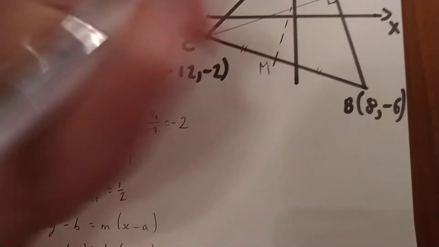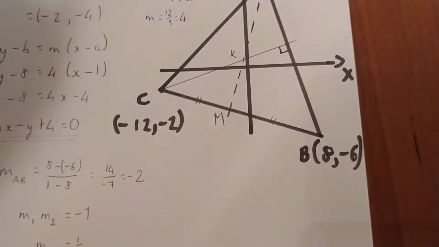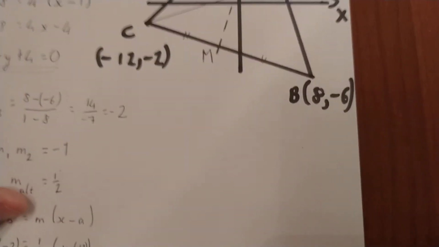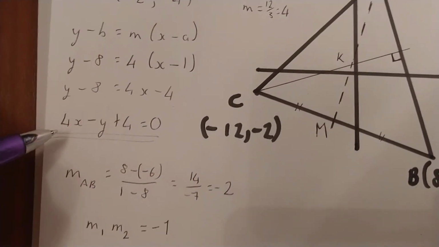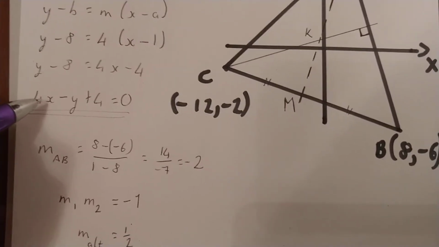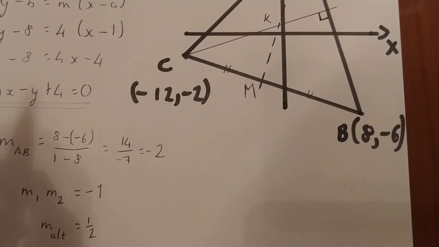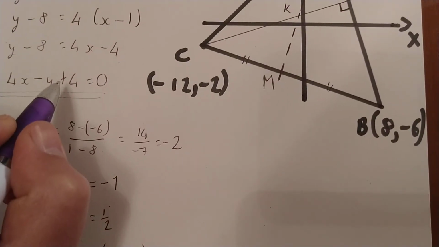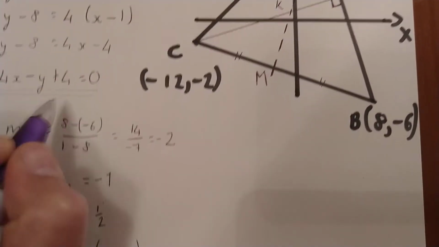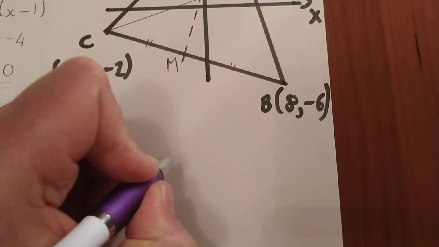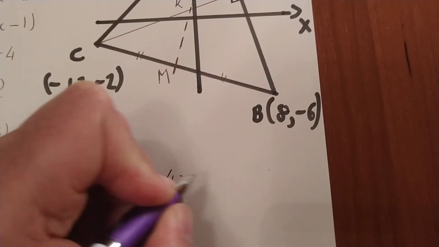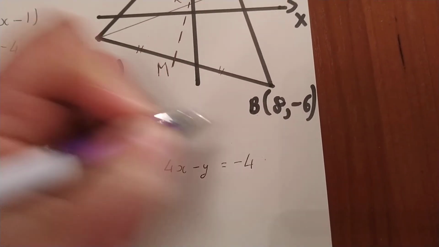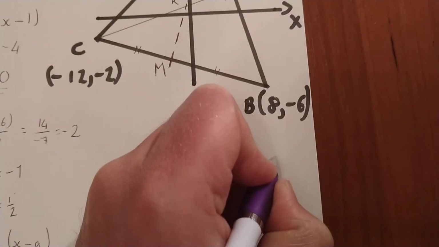The question says at point K. Point K on my diagram here. Okay, so I'm going to solve them simultaneously. From here, I could just write it like that, this one, for my first equation. I'm used to doing simultaneous equations with the number on the other side, so I'm going to rewrite it, taking my plus 4, take away 4 from both sides. So I'll have equation 1, 4x minus y equals negative 4. That will be my first equation.